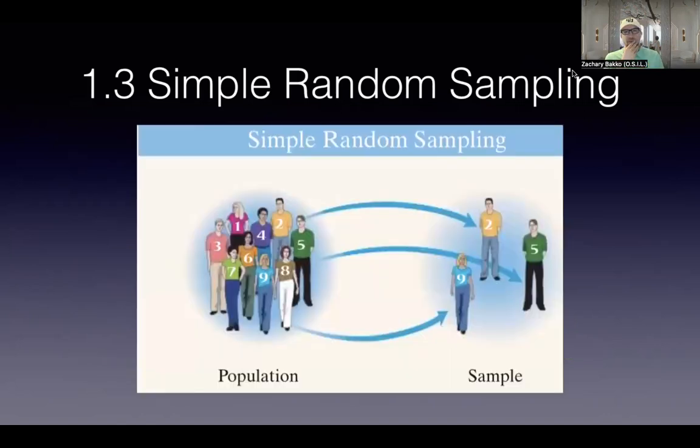So for all my visual people out there, here is what simple random sampling looks like. We have a population. It looks like up to 9 people. Then we're just going to randomly choose 3 people to be in our sample. We got 9, 2, and 5. Okay.